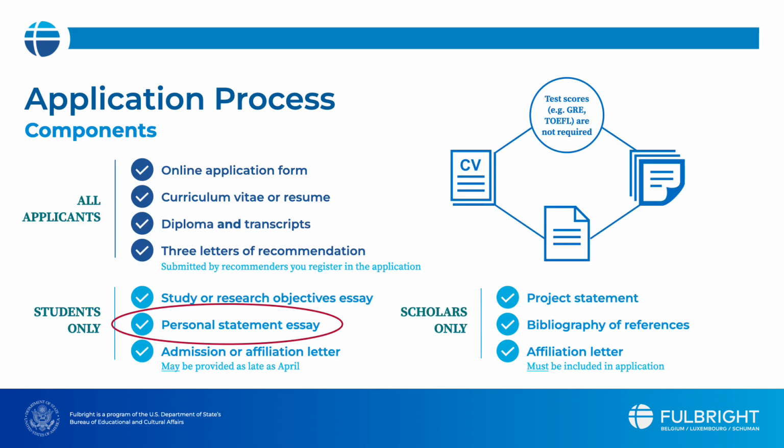Now, the application consists of different components, and today we're only going to talk about some of them. If you're applying in the student category, so if you're applying for a grant for graduate study, so a master's, or doctoral research as a PhD student, then you will apply in the student category. And one of the required documents is the personal statement essay.